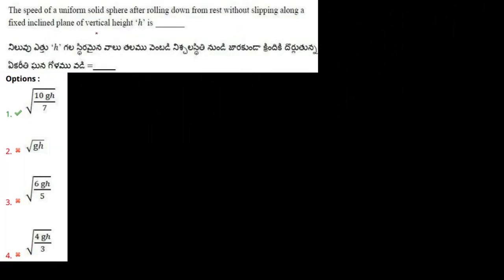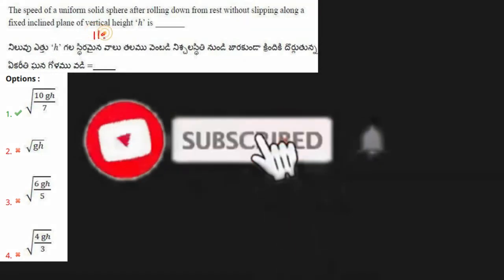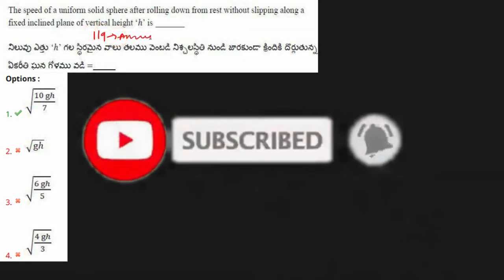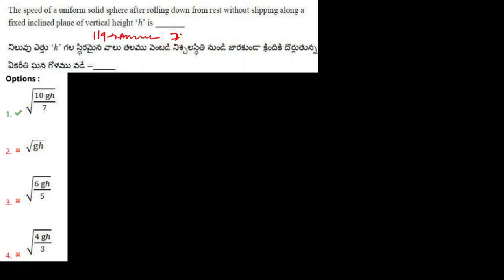Hi everyone, in this video we are going to discuss question number 119 of AP EAMCET 2017 September second shift paper. In this question it is said that the speed of a uniform solid sphere after rolling down from rest without slipping along a fixed inclined plane of vertical height h.